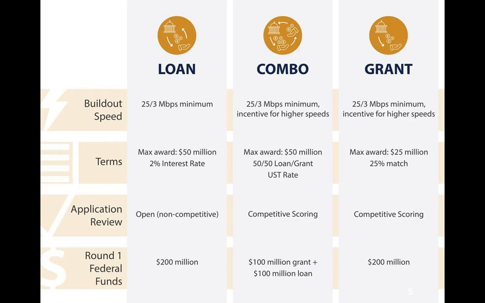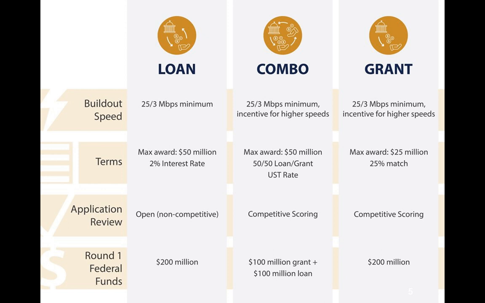Before we get started on the application process, I want to tell you what you can apply for. There are 3 products offered through this program: loans, a combination loan and grant, and grants. The loan product has $200 million in available funding, and the maximum award amount for individual projects will be $50 million. The interest rate for these loans will be 2%.